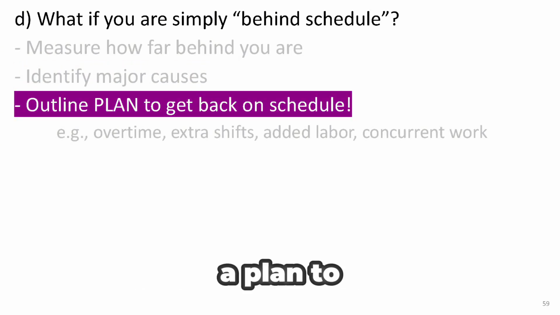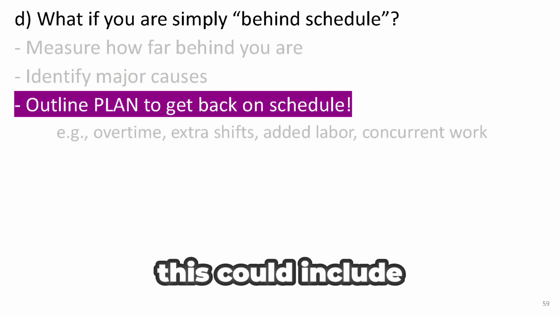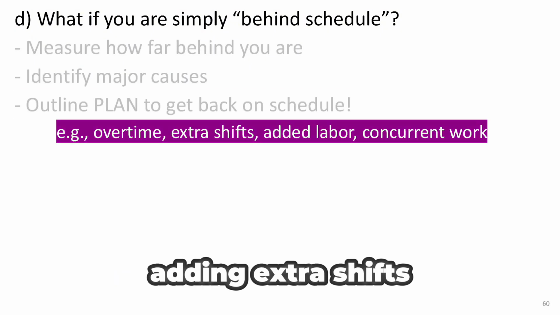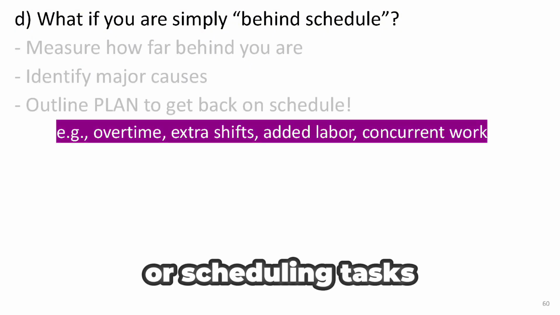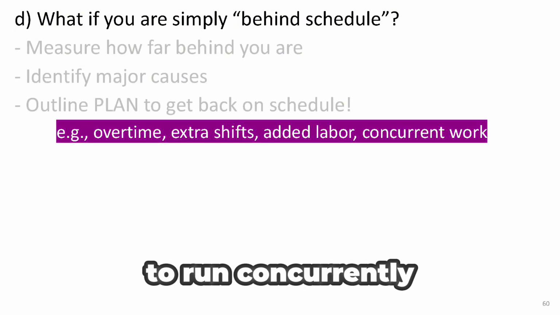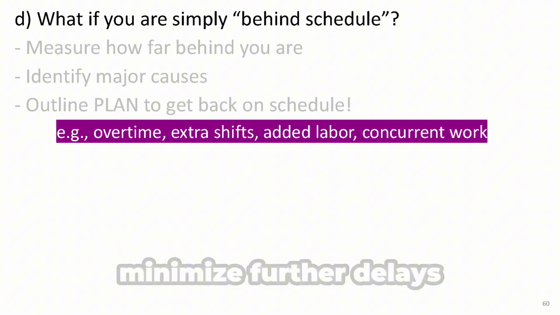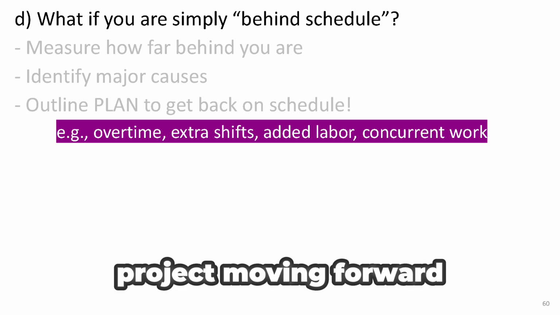Now, you outline a plan to get back on track. This could include strategies like working overtime, adding extra shifts, increasing labor resources, or scheduling tasks to run concurrently. The key is to act quickly and efficiently to minimize further delays and keep the project moving forward.